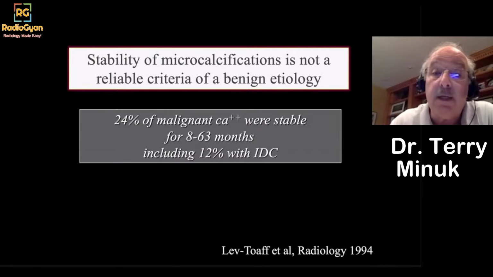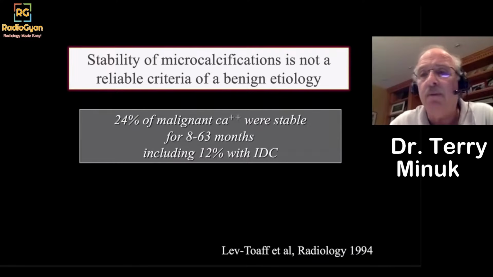Both benign and malignant calcifications may increase in number or decrease in number, or increase in coarseness or decrease in coarseness, but there's no role for looking at calcifications and saying, I'll get a 6-month follow-up. If you think they're benign, a 1-year follow-up is more than adequate. If you're not sure, then just biopsy them. But 6-month follow-up, waste of time.